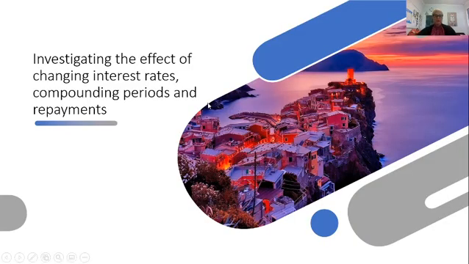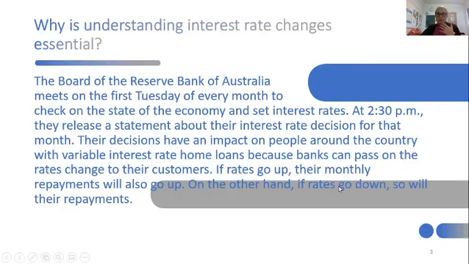Okay, so we're looking at investigating the effects of changing interest rates and compounding periods. We change the interest rate, we change the compound periods, and also look at how that will affect the repayments. So why do we have to understand what interest rate changes are?